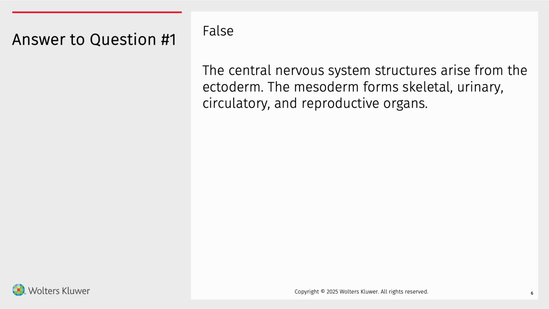Okay, if you answered, what did you answer? True or false? Okay, so I'll tell you, if you answered false, you're correct, because the central nervous system, which includes the brain and the spinal cord, arises from the ectoderm, not the mesoderm.